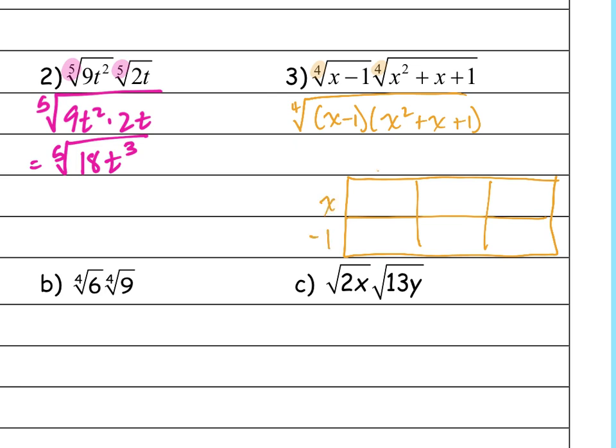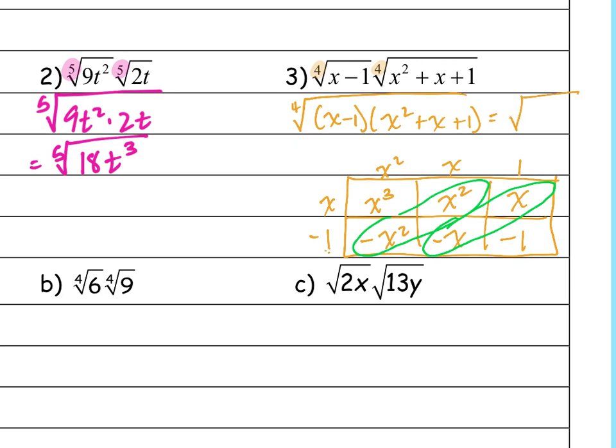So I've got x minus 1, x squared, x, and 1. So this is x cubed. x times x is x squared. x times 1 is x. x squared times negative 1 is negative x squared. Negative 1 times x is negative x. Negative 1 times 1 is negative 1. My like terms are on the diagonal, so those equal 0. So that means I have the fourth root of x cubed minus 1.